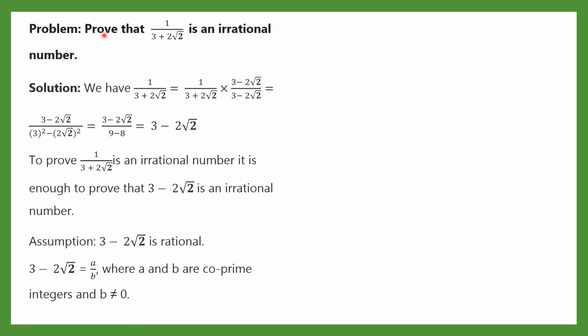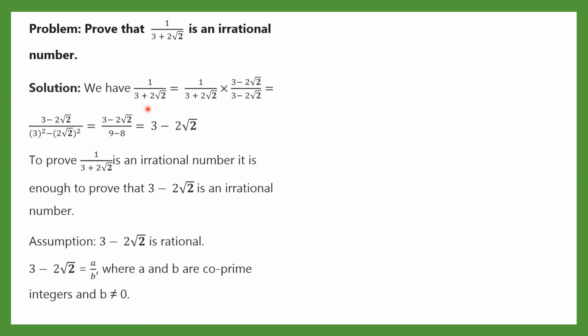To prove that 1 by 3 plus 2 root 2 is an irrational number. This one is something like the previous problem. We'll simplify this first. We have 1 by 3 plus 2 root 2. That means we have an irrational number in the denominator. In this case, in general, we will go for rationalization. Whenever there is a requirement of division of irrational numbers, we will go for rationalization.